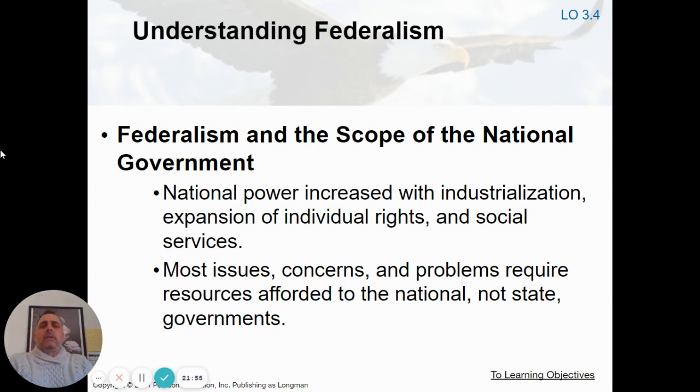All right. So federalism and the scope of national government. Well, national power has been increased with industrialization, expansive individual rights, and social services. Most of our issues, concerns, and problems require resources that are afforded to the national, not state government. So a lot of our issues might be something we deal with locally, but that money is oftentimes going to come from the federal level.